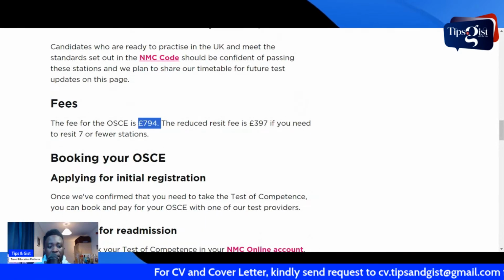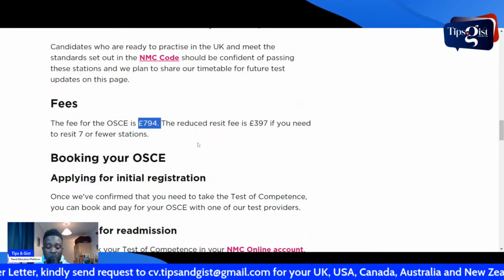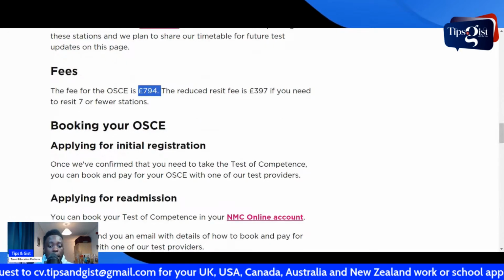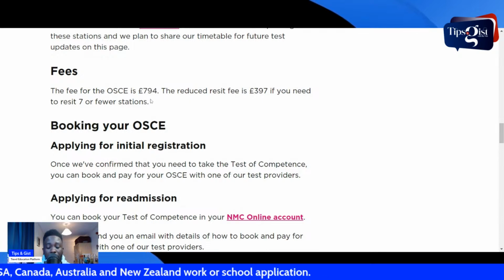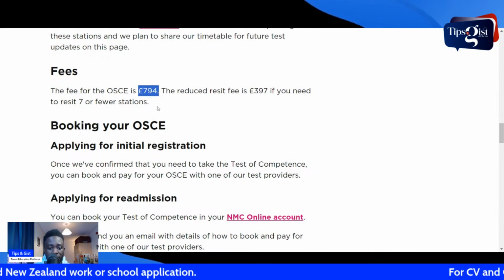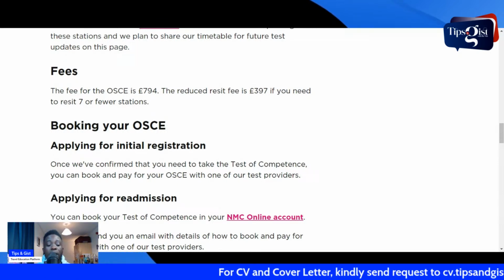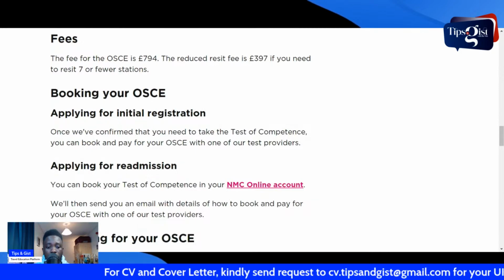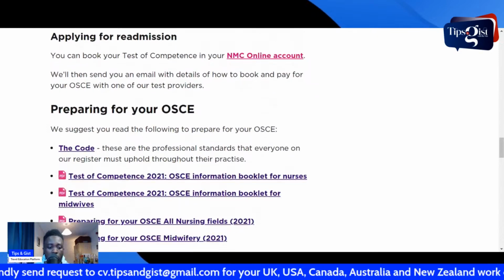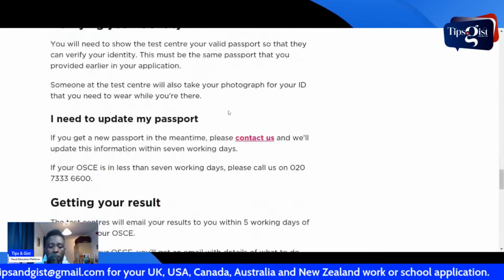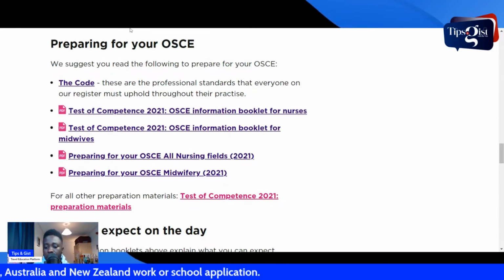The fee is £784, almost £800. And if you have a receipt, you are going to pay £397, almost £400. All right. If you fail more than 7, then you are going to pay the exact figure, that is £784, for another receipt. But if you fail 7 stations or 6 stations or 5 stations or lower, you are going to pay that £397. You have to note that OSCE will be paid by your trust, so you don't have to worry about that. So later you can come and download all the OSCE materials over there, as you can see, right? You just click on it. It's a PDF format, so you can click on that.